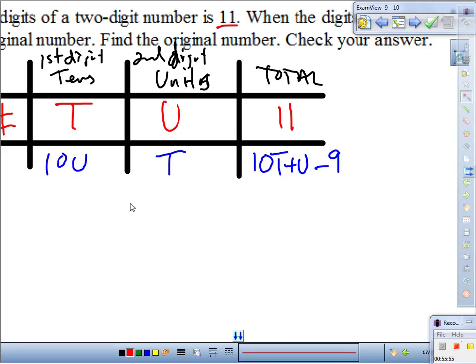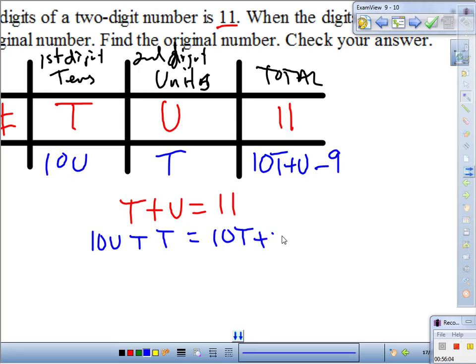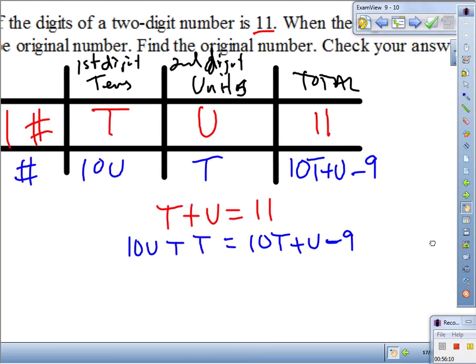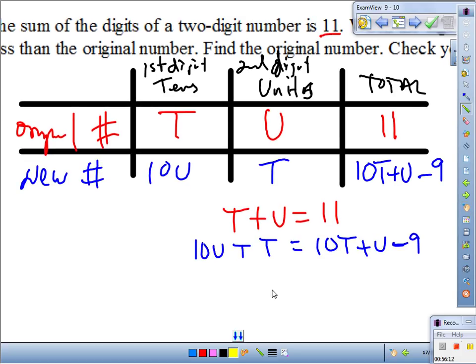So let's write our system. T plus U equals 11. 10U plus T equals 10T plus U minus 9. So before we move on, really quick to highlight, the only thing that changes is this number and this number. Because everything is the same. First digit, second digit, digits reversed, the new number, and then either more than or less than. There it is. All right, let's solve this.